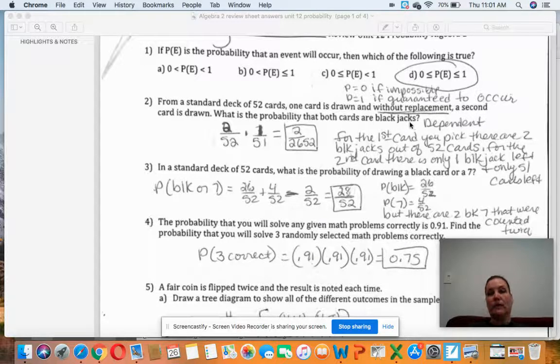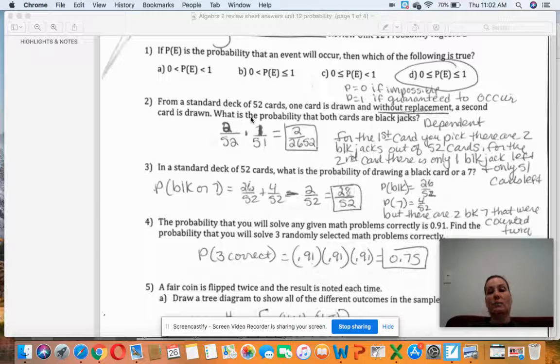Okay, so there are 4 jacks in the deck. 2 of them are black and 2 of them are red. This is a dependent event. For the first card, there are 2 black jacks that I have the possibility of getting. So the probability of this first card being a black jack is 2 out of 52. Now I'm not putting that card back into the deck. So when I go to take a second card from the deck, there's only 1 black jack left and there's only 51 cards left because I already have that first card off to the side.